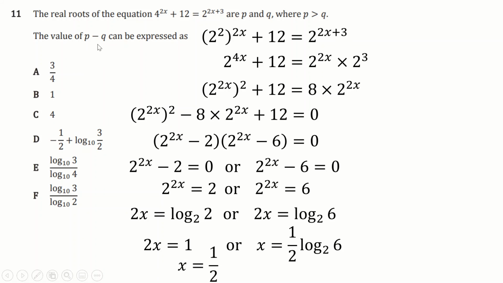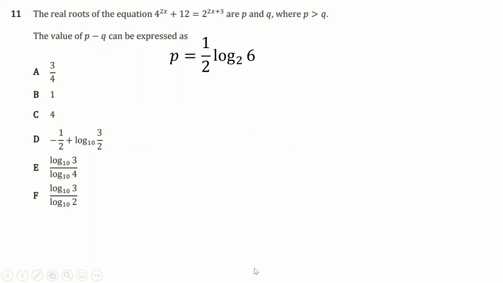Now, it's actually saying the two solutions are called P and Q, where P is bigger than Q. So which of these two things is bigger? Well, this one, I think, is bigger. And I know that because it came from this thing here. Now, if you're making 2 to the 2x be a bigger number, then the x must be bigger. So this one is going to be the bigger solution. So that's going to be the P, and this is going to be the Q. And I need to do P minus Q. So these are my two answers, and I need to do P minus Q, which is this.